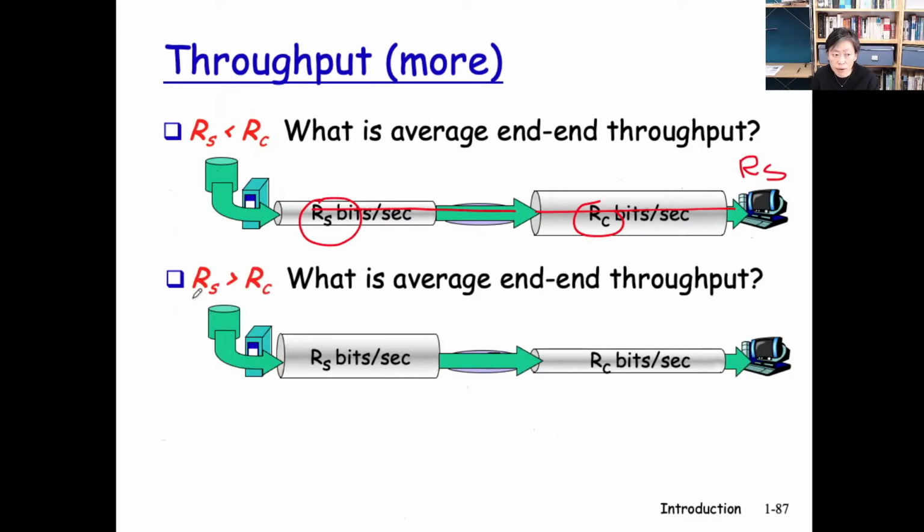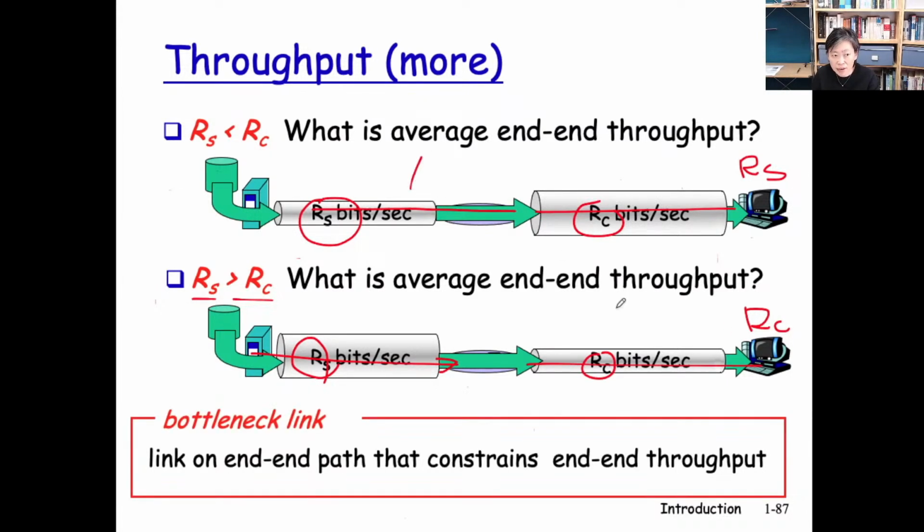If it's the other way around, RS being larger than RC, there could be a lot more water coming in, overall carrying RS throughput, but this link being thinner is going to limit the rate of the fluids traveling through. So in the end, at the receiver, RC is going to be the throughput. The link on the end-to-end path with the smallest bandwidth is going to constrain the eventual throughput. Throughput here is often called the end-to-end throughput to indicate that it's the rate of data being sent from the source, one end, to the receiver, the other end.